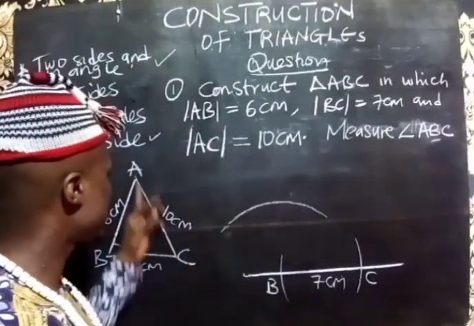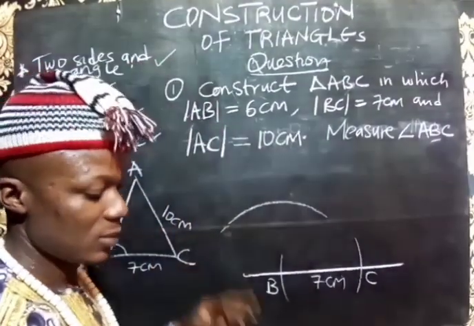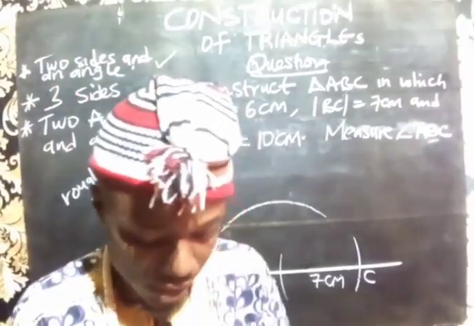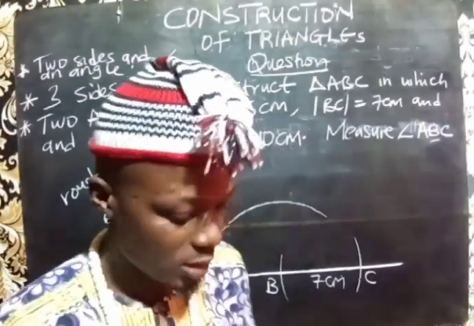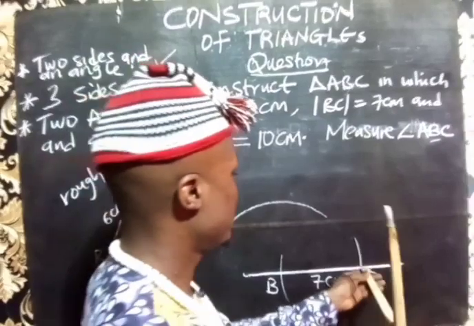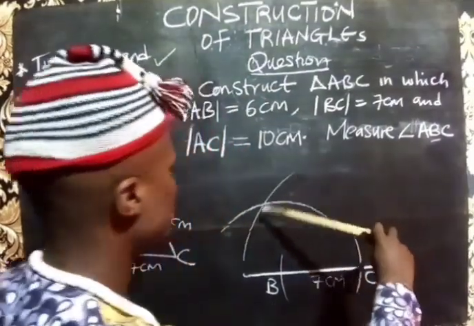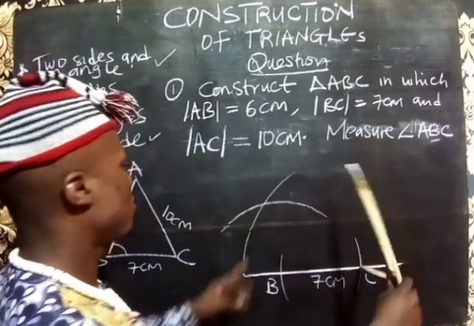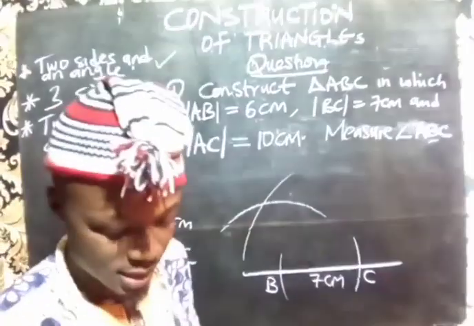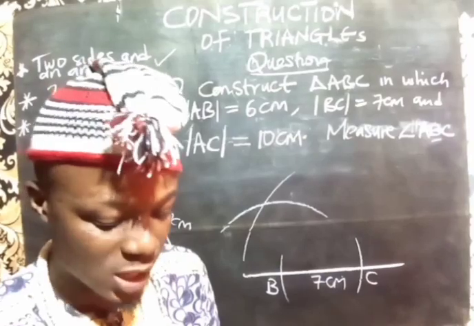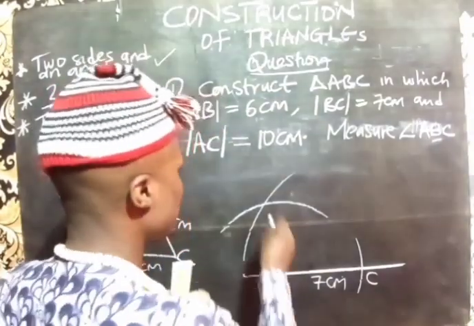Then the other line, which is AC, is 10 cm. So you have to measure line AC, 10 cm, which I have measured. Then place it at the point C and mark an arc. Make it in such a way that the arc you've marked must cut the first arc. Having done that, take note of the point of intersection of the two arcs you've made.